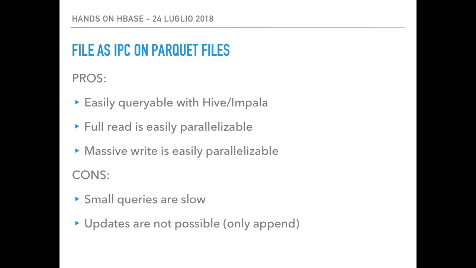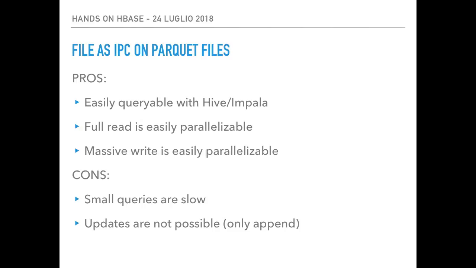Another approach might have been using files. Actually, Parquet files, that is a common data format for data on Hadoop clusters. They have also pros that are kind of the opposite of the database IPC pattern. One is that it is easily queryable from Hive and Impala. Hive and Impala are just SQL interfaces to MapReduce-like jobs. Also, being files and being on HDFS or on a storage that is parallelizable means that you can read the whole file with a high throughput. Also, write is parallelizable for the same reason.